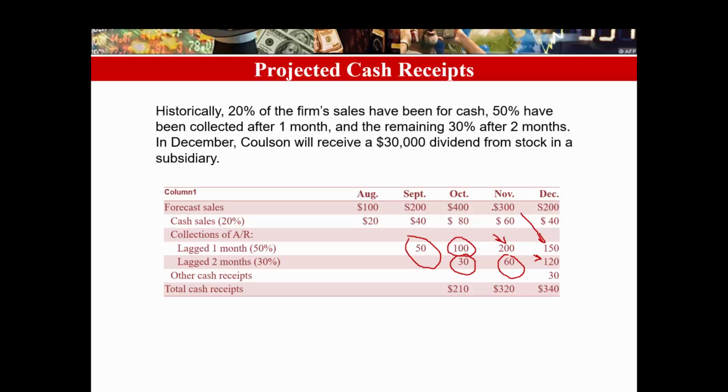So based on this data, our October total cash receipts are going to be $210,000. And in November we will have a total of $320,000, and in December we will have a total of $340,000.